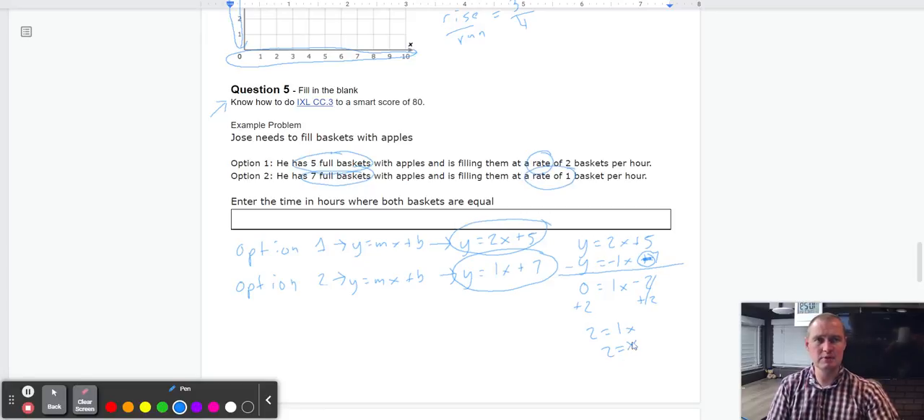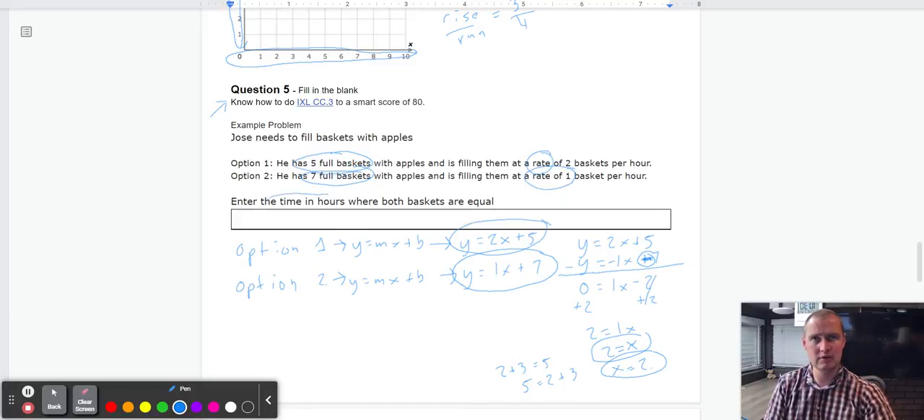Now, if you're not happy with it the way it's written, believe it or not, 2 equals x is the exact same thing as x equals 2, right? So for an example, if you have 2 plus 3 equals 5, well, switching the equal sign, 5 equals 2 plus 3, guess what? They both work. So when you see it written like this, it actually means the same thing as that. And because x represents our time and we're asking for the time in hours, well, how many hours?